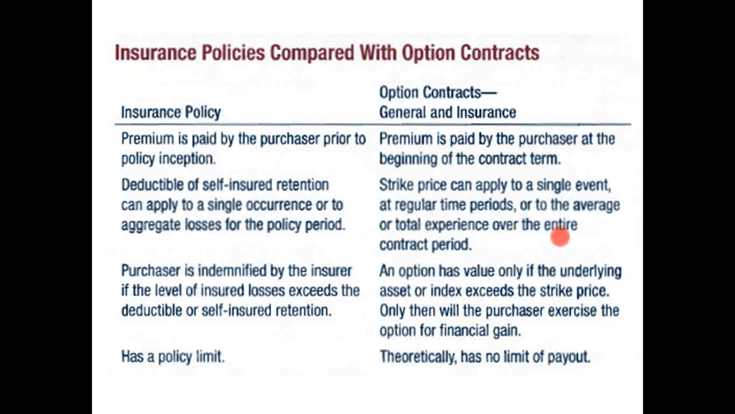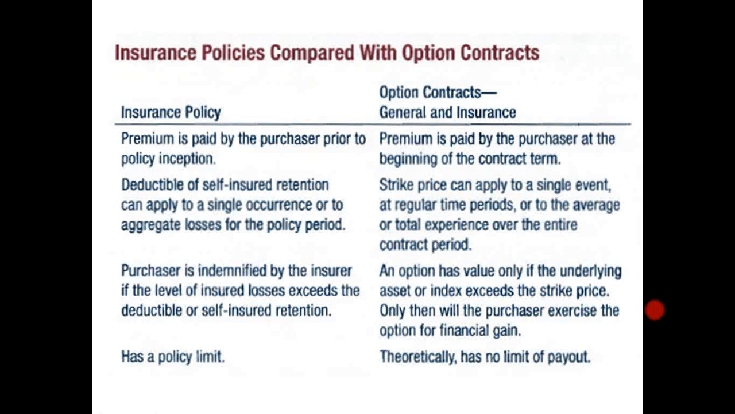What you're buying, you can put anything into a contract, so it's much broader what you want to write this contract for. The purchaser is indemnified by the insurer if the level of insured losses exceeds the deductible or self-insured retention. When we talk about indemnified, if I buy a policy saying if I have a loss, I'm going to be made whole again after my self-insured retention. In this case, an option has a value only if the underlying asset or index exceeds the strike price. Only then will the purchaser exercise the option for financial gain.